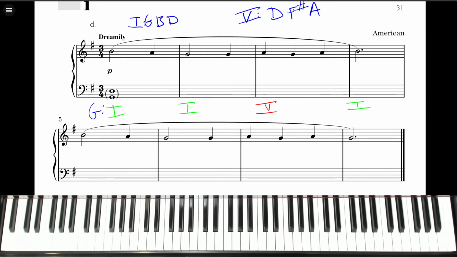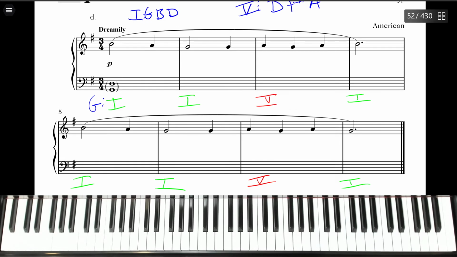Next system, just like the beginning, B and A, so 1 chord. Next measure, just G, 1 chord. Next measure, it's identical to the third bar of the first system, 5 chord. And for the final measure, a G, so obviously a 1 chord. So again, 1, 1, 5, 1, 1, 1, 5, 1, which incidentally is the same chord progression for all of the other examples thus far.